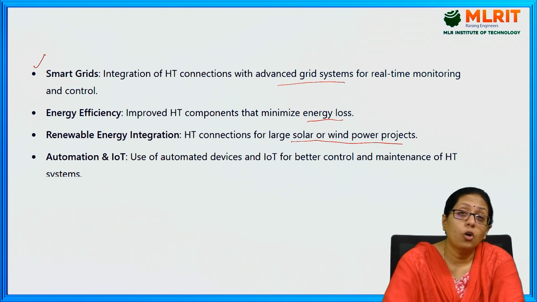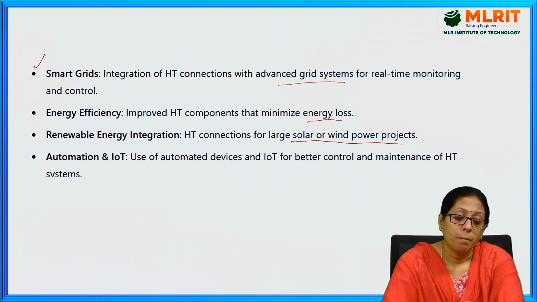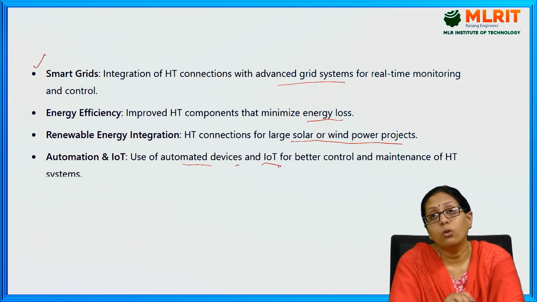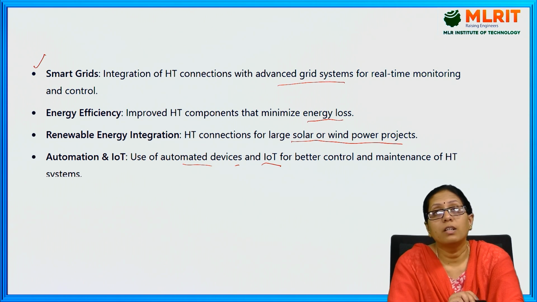Next one is automation and IoT. By use of automatic devices and by using the IoT for better control and maintenance of the HT connections. That means the loss during the transmission as well as the loss during the distribution can be reduced by using these automated devices or the IoT devices.